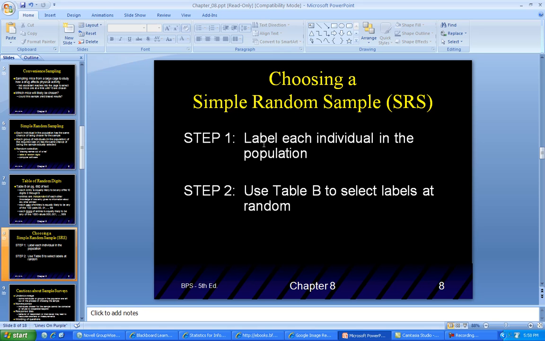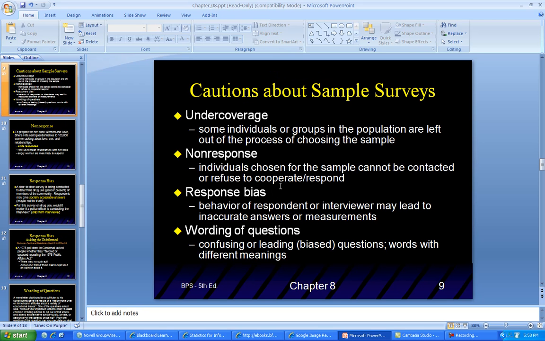Each individual gets a label, and then you use Table B. There are other ways to do this as well. About these sample surveys, you have to watch out for undercoverage, where some groups in the population are left out. If you were going to just sample in the mall, you may not get older people. You may not get men. You may get just younger people. It also depends what stores are at the mall. If it's geared for younger people, you're not going to get the whole population.